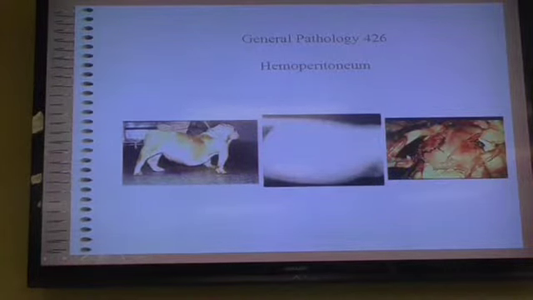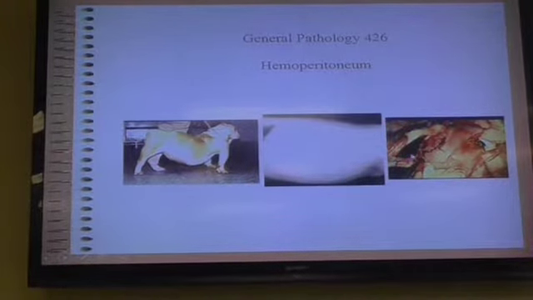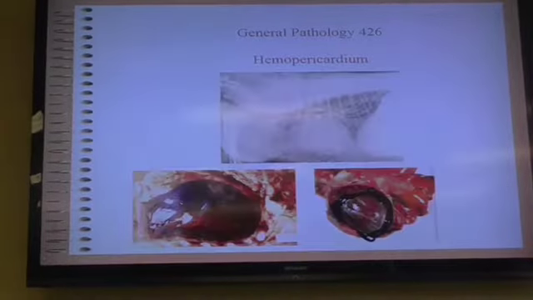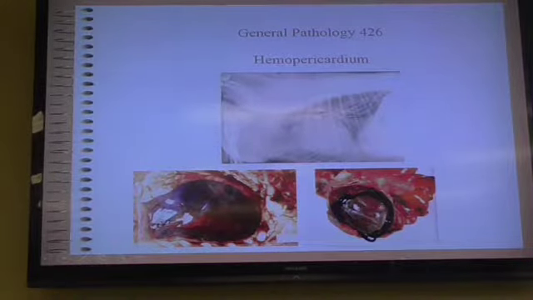Anyway, here's the hemorrhage in a horse, just to show you what hemorrhage actually looks like in the peritoneal cavity. And this is hemopericardium, and that's what the heart looks like before you open the pericardial sac, and when you open it, there's a blood clot around the heart. Now, when you have this kind of situation, it's very likely to be fatal, which this one was.